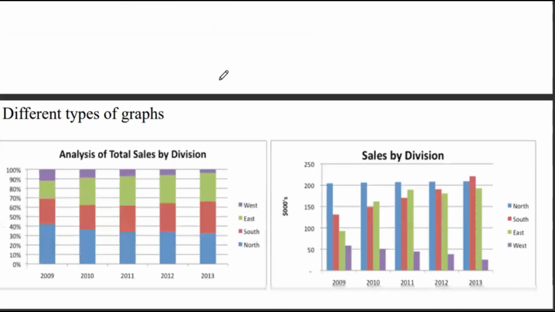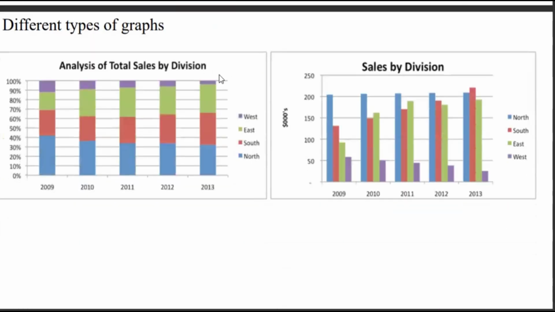Then we come to the other types. Now, this other one here is a bar graph, but not quite. What we call the graph number three here is the stacked bar graph. Why is it stacked? It's because we have different sections on one bar, one on top of the other.